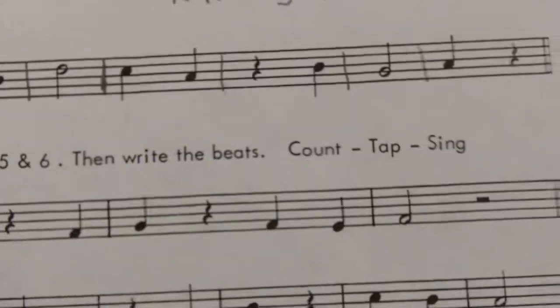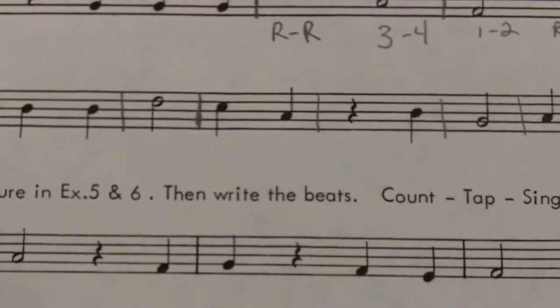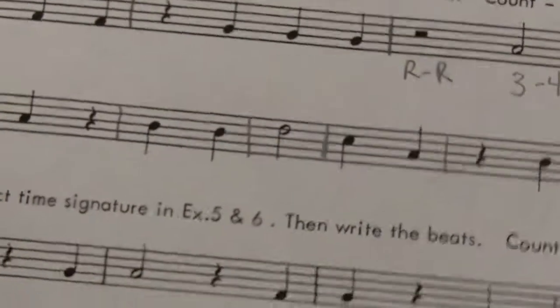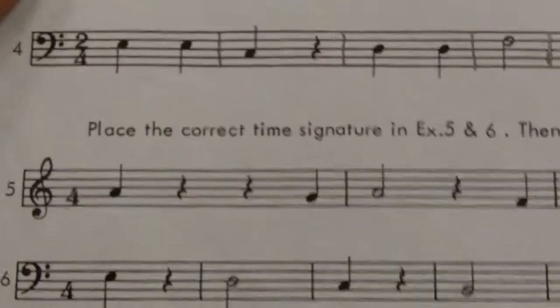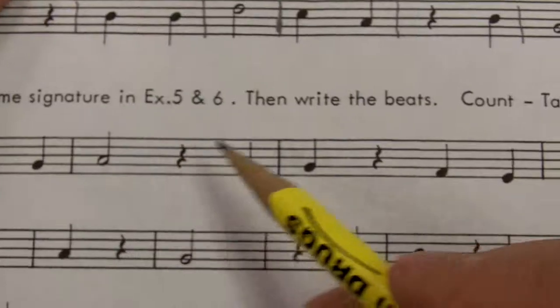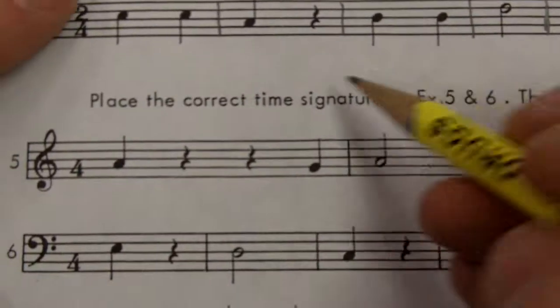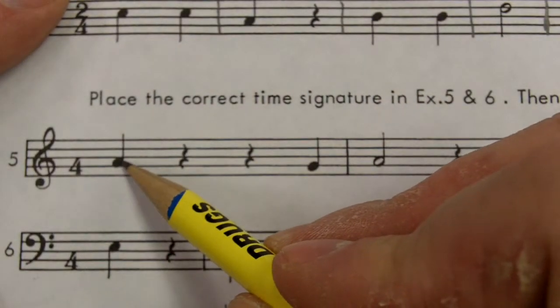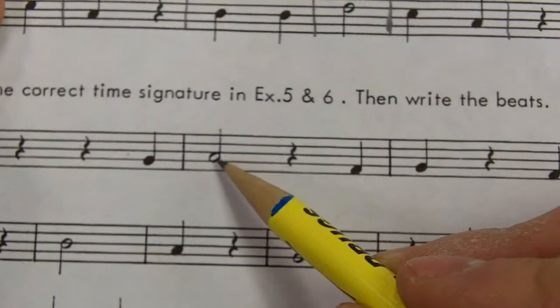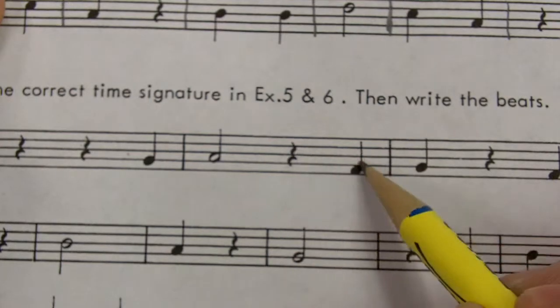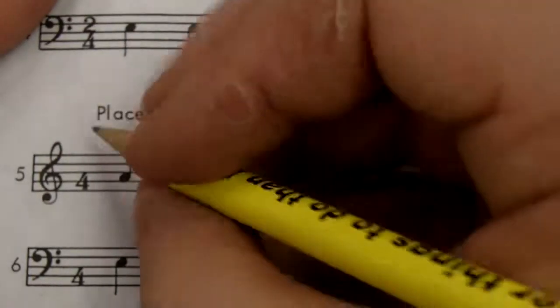Now, I wonder why we didn't see any whole notes. I think you know the answer to that, but remember, a whole note is too big to fit inside of a 2/4 bar. Now we get into place the correct time signature, then write the beats. So we have to be able to count these. We go 1, 2, and 3, and 4. And just to check, we go 1 and 2, 3 and 4. So this has to be 4.